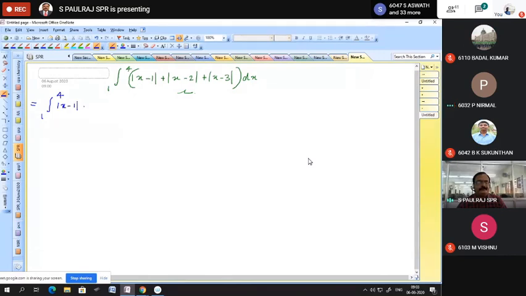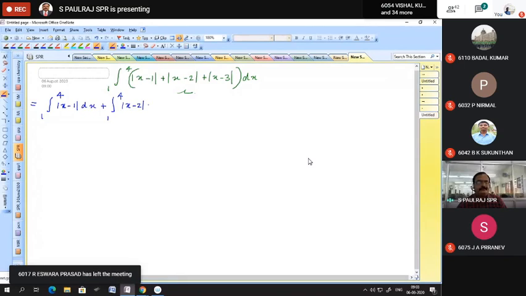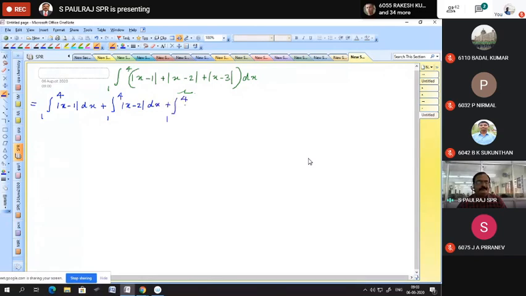Integral 1 to 4 modulus x minus 1 into dx, plus integral 1 to 4 modulus x minus 2 into dx, plus integral 1 to 4 modulus x minus 3 into dx. First of all, you have to write separately. After that, you change the limits.